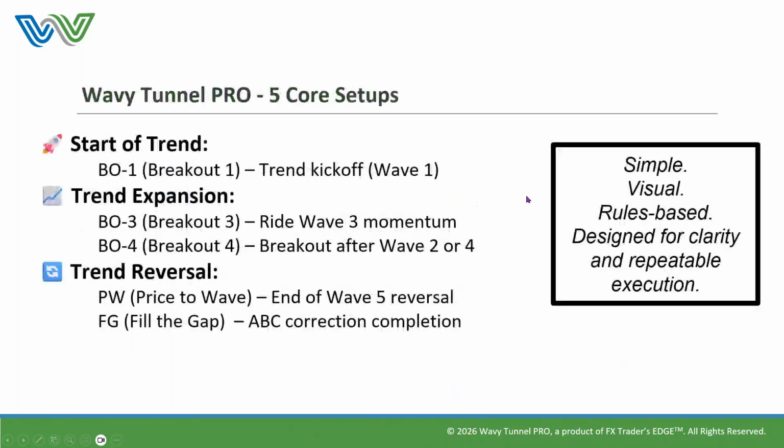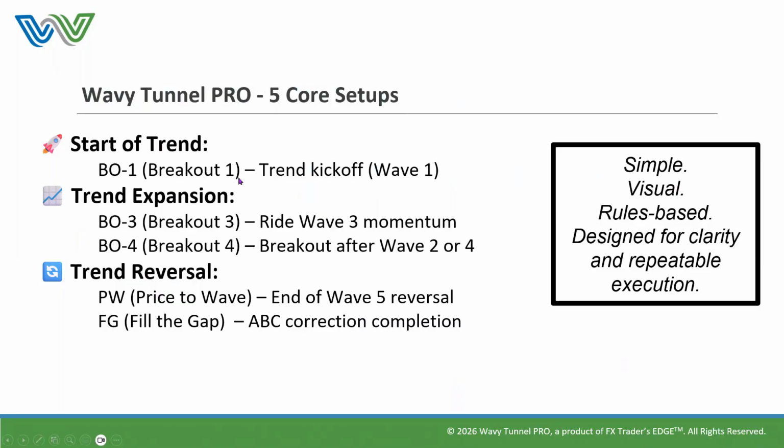And from that framework come the 5 core Wavy Tunnel Pro setups that we use to trade the market. And these are them. So these setups allow you to trade both sides of the market. So you might trade stocks, futures, Forex, do options. They allow you to trade both sides of the markets. It's simple, visual, rules-based, designed for clarity and repeatable execution.